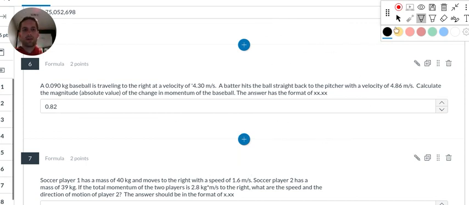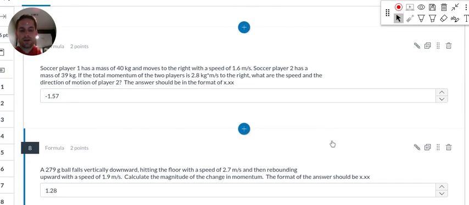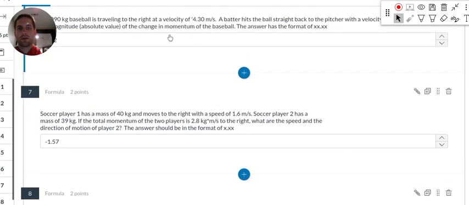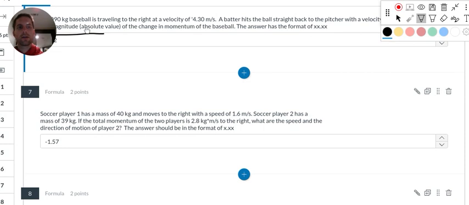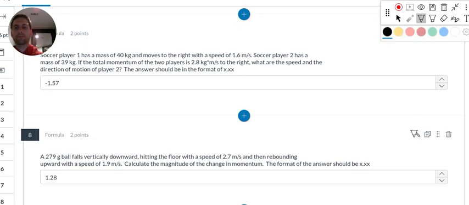For number 7, I have this soccer player with this mass, and this time around there's no mention of magnitude in the problem. Before, it says magnitude, absolute value, right up there. This one doesn't have that. So for this problem, I have the mass of this guy, the mass of that guy, and it's a total, so I add them. So P total equals P1 plus P2.